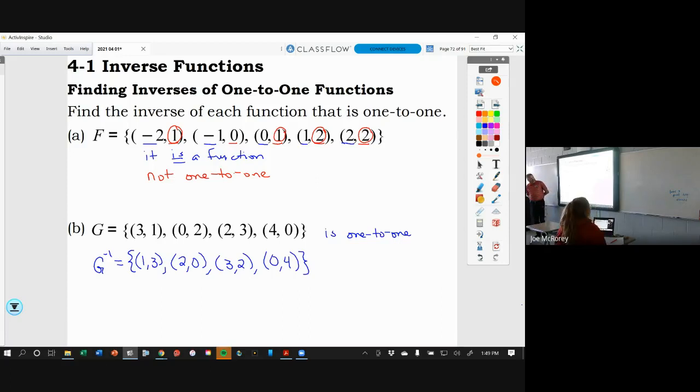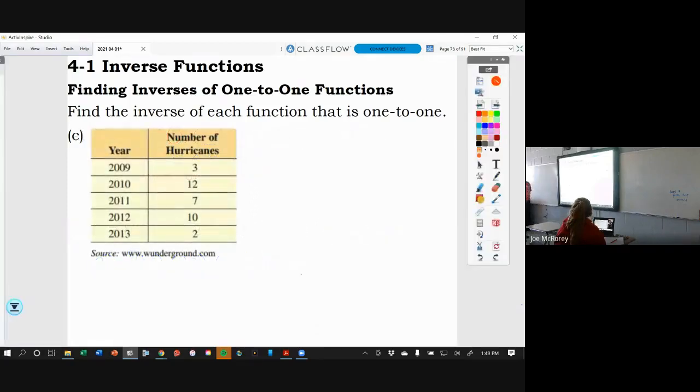Questions on points? Write the inverse of this. You can write it as a table if you want, or you can write it as a set of points. I don't care how you do it. Write down the inverse.